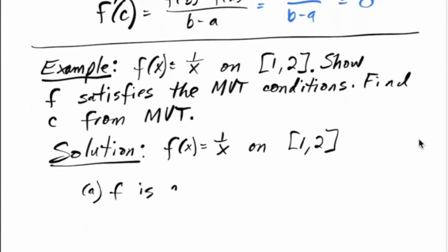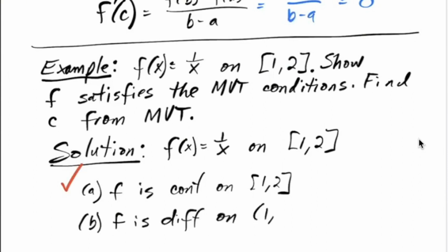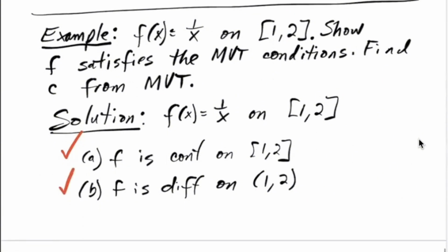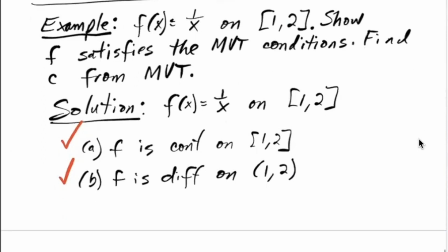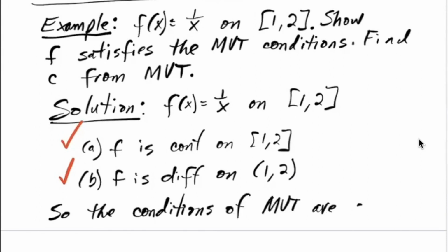Is it continuous on 1 to 2? Well, yes. Where is f not continuous? It's not continuous at 0 because you couldn't have 0 in the denominator, but 0 is not in the interval from 1 to 2, so we're okay with that condition. All right. Is f differentiable on the open interval from 1 to 2? And again, yes, that's okay, because the only problem I would have would be at x equals 0, but that's not between 1 and 2. Okay, so the conditions of the mean value theorem are satisfied.